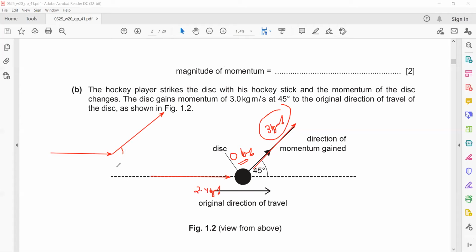So momentum and impulse are vector quantities. So if you want to calculate impulse in this direction, the final momentum is 3 kilogram meter per second. What is the initial momentum in the same direction? The disc was not initially moving in this direction. That's why the initial momentum is 0. So when we calculate, the impulse is the change in the momentum.